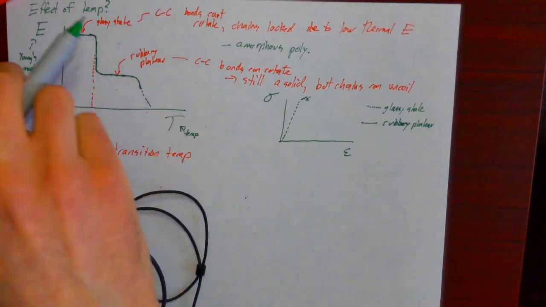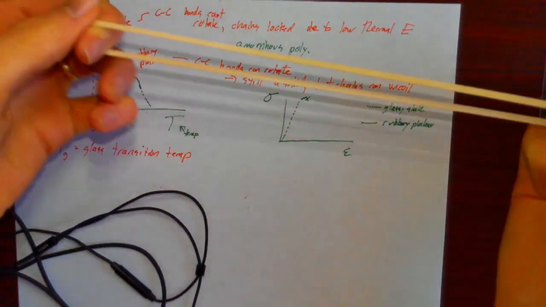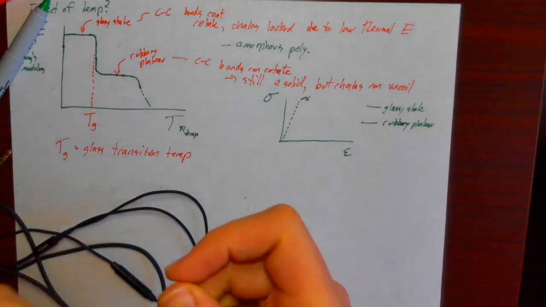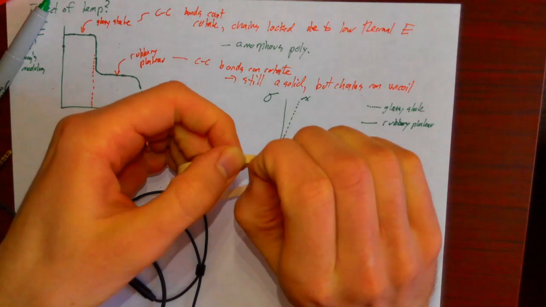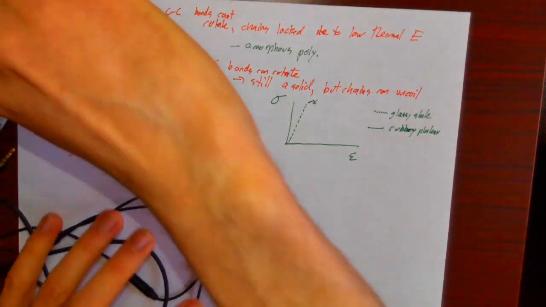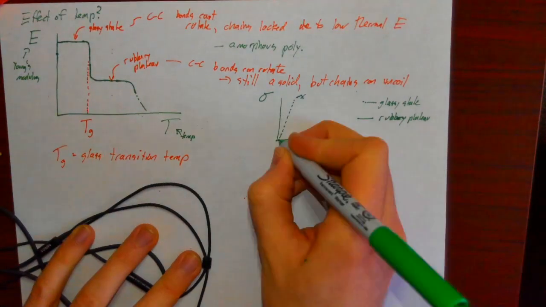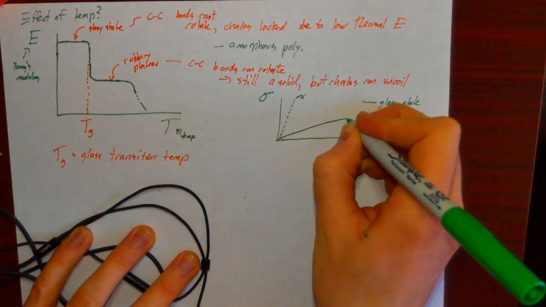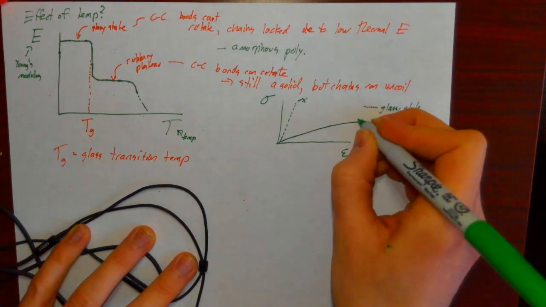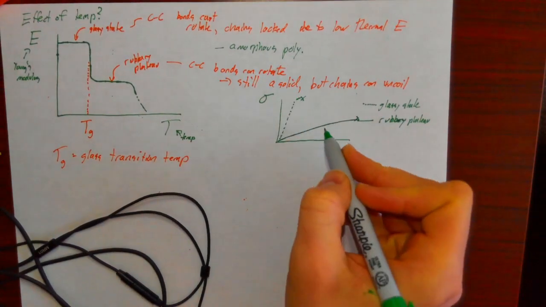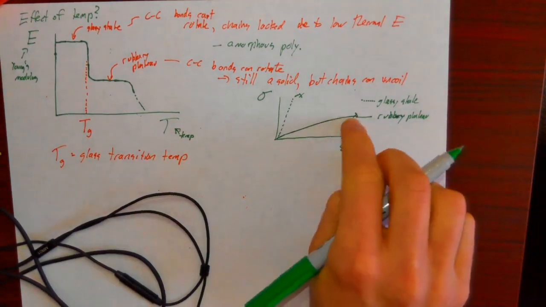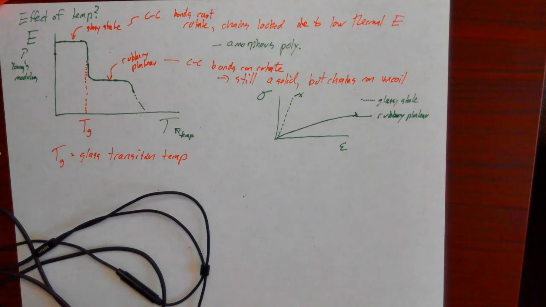When I'm in the rubbery plateau, that's like a rubber band here. I can stretch out that rubber band an immense amount because all of the chains in this rubber can freely slide past one another. So in the rubbery plateau, I have much less stiffness, but I can go much, much, much farther. I can have much, much more strain, and this might even be way more out here.